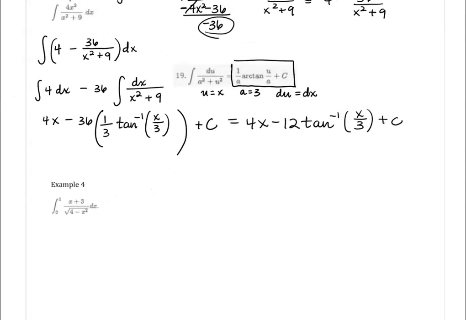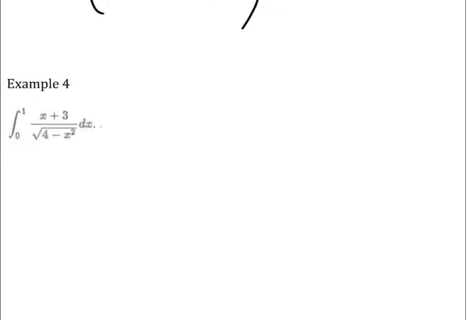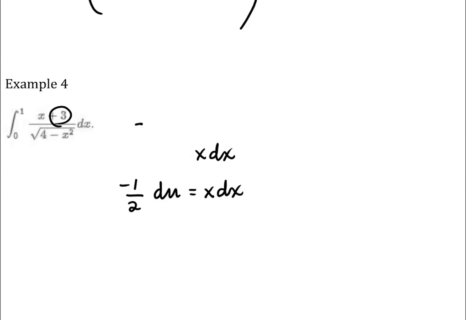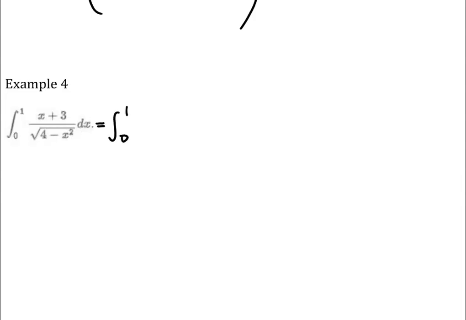Okay, so example 4 is a little bit different because typically, I could start this off and say that u would be this, what's under the square root, but the problem with that is then du is a negative 2x dx, and yeah, I could move the negative 2, but then I still don't have anything to do with that 3. So first I'm going to separate these into two separate integrals so that I could deal with that 3 separately. So this is going to become the integral from 0 to 1 of x over the square root of 4 minus x squared, and then I'm going to add a separate integral from 0 to 1 with the 3 in the top.